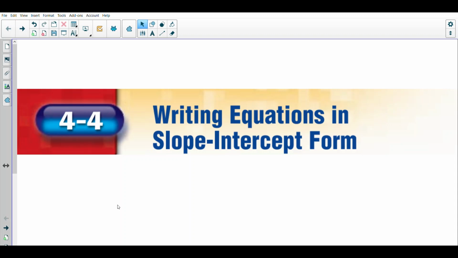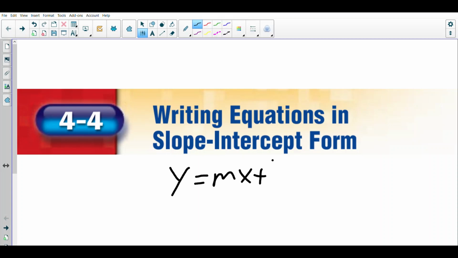In this lesson, we're going to look at section 4-4, writing equations in slope-intercept form. So keep in mind, when we're talking slope-intercept form, we're discussing y equals mx plus b. In the last section, they gave us the slope and the intercept, but sometimes life doesn't work out that way, and they give you other information. You have to figure out how to write it in y equals mx plus b form from that.